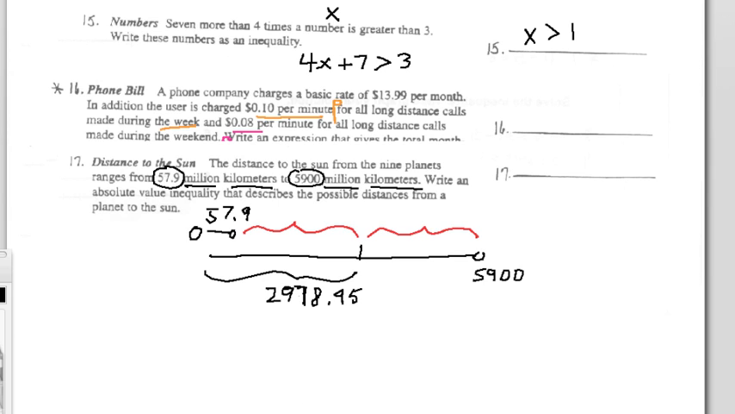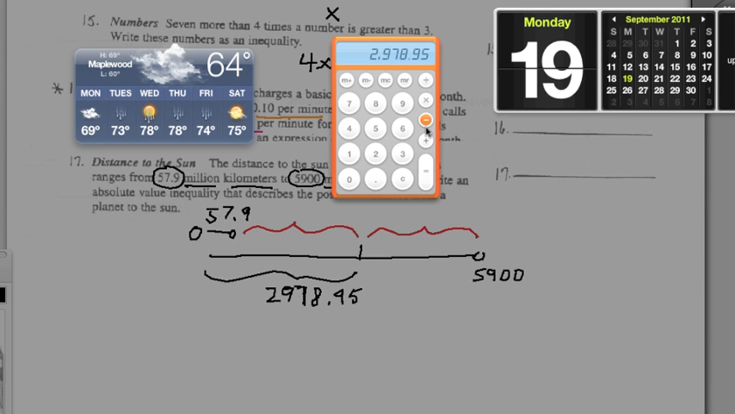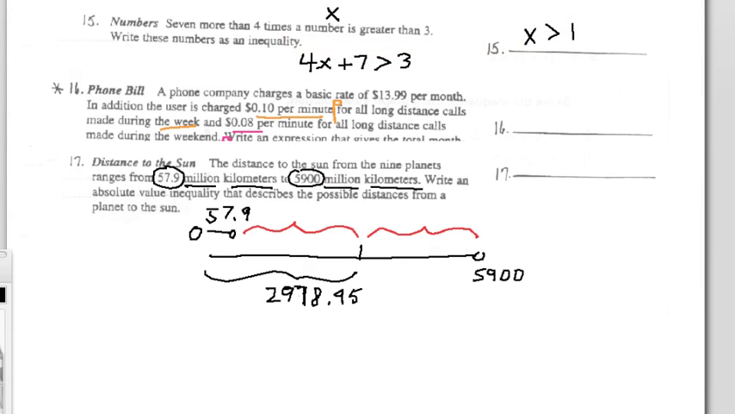So let's just double check that. If I didn't flub it again, minus 57.9. Okay, so that's 2921.05. And what about this distance from here to here? That's 5,900 minus 2978.95, which is 2921.05. So those two distances are the same. And I'm going to write that number down. 2921.05.